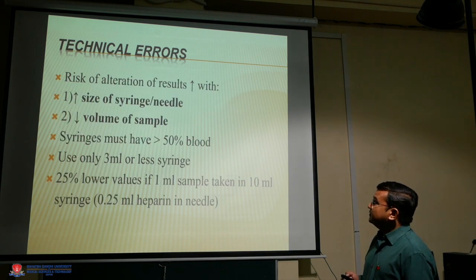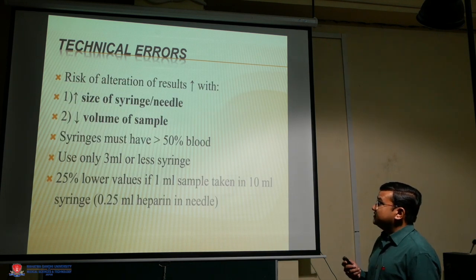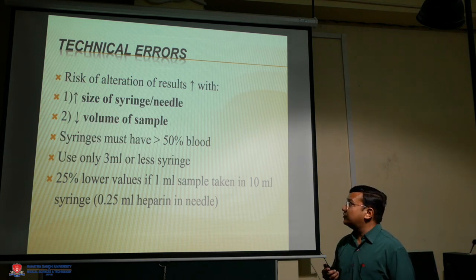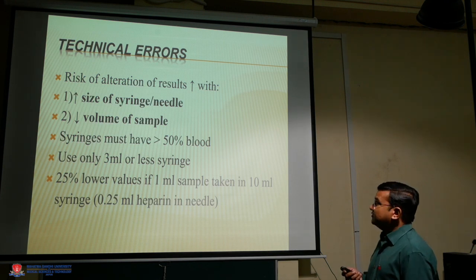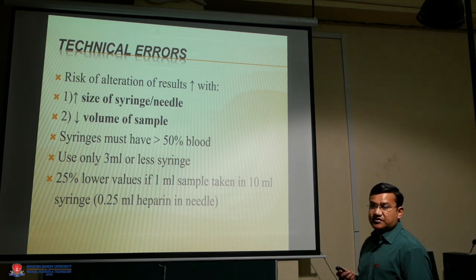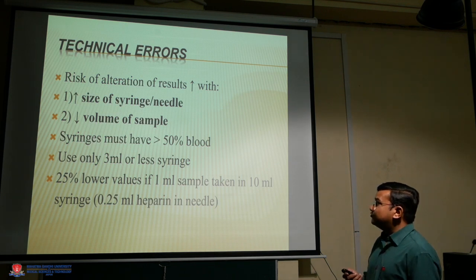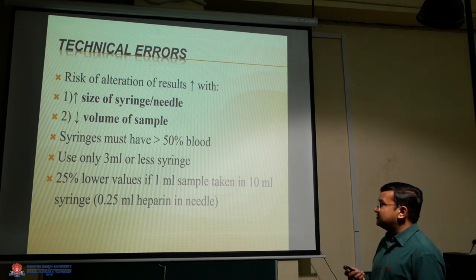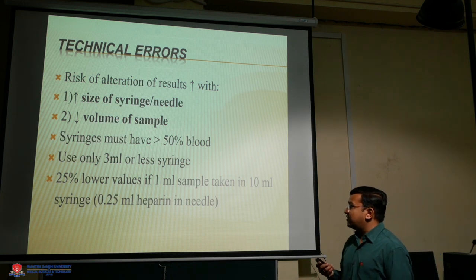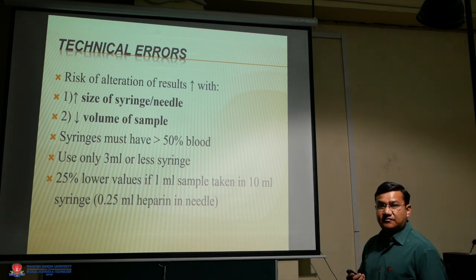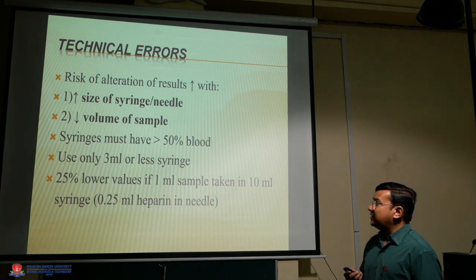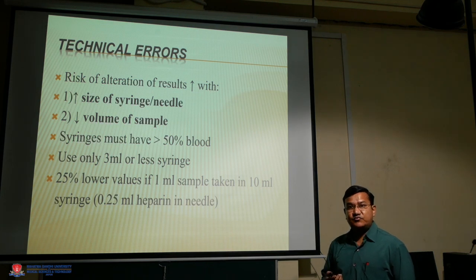Second is the size of the syringe. If the size of the syringe or needle is large and the volume of sample is small, then there are faulty results. The syringe must have more than 50% blood in it, and we should use 3 ml or less syringes, otherwise values will be lower, as when a 1 ml sample is taken in a 10 ml syringe. So the syringe size should be within 3 ml, and the volume of sample should be at least 50% of the volume of the syringe.